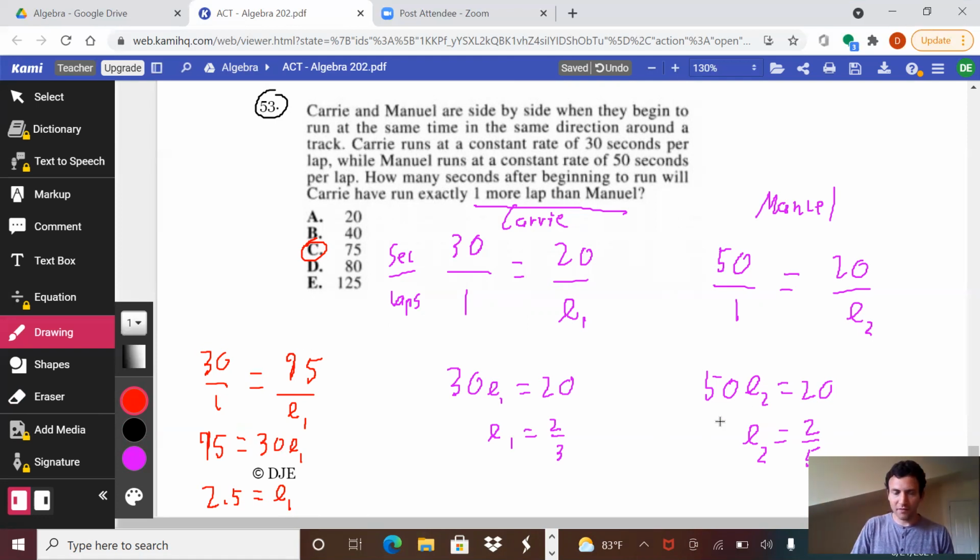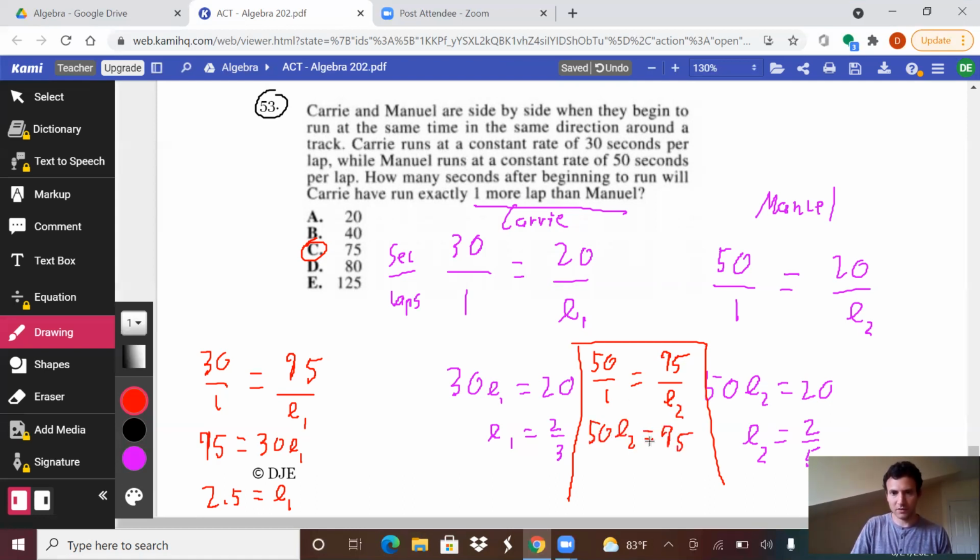Anyway, if we're trying it out for Manuel, I'll do it right here. So 50 over 1 equals, and then we plugged in, we're just trying out 75 seconds as the actual time. We're going to figure out how many laps Manuel's run. So 50 L2 is going to equal 75. And 75 divided by 50 is going to get us 1.5.